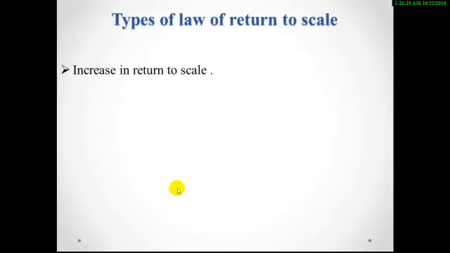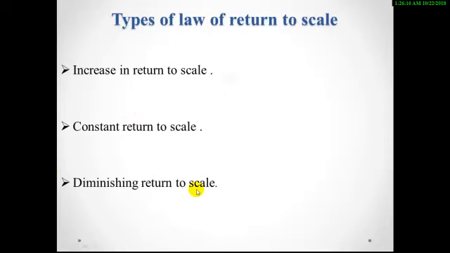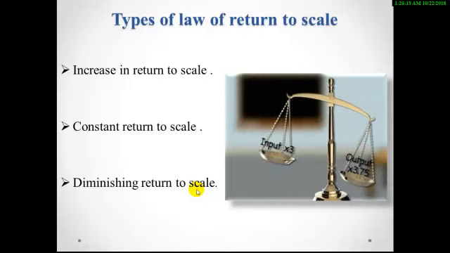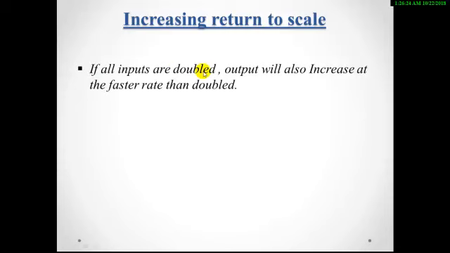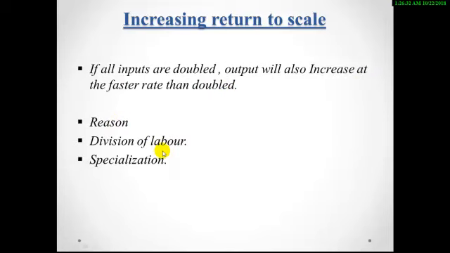Types of law of return to scale: increasing return to scale, constant return to scale, and diminishing return to scale. Increasing return to scale. If all inputs are doubled, output will also increase at a faster rate than double. Reason: division of labor, specialization, and external economies of scale.